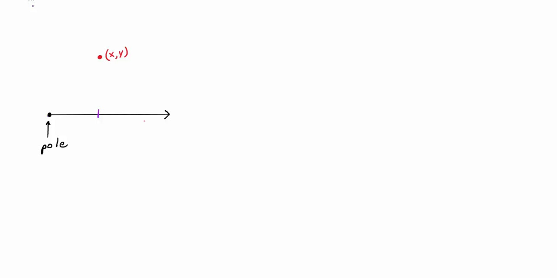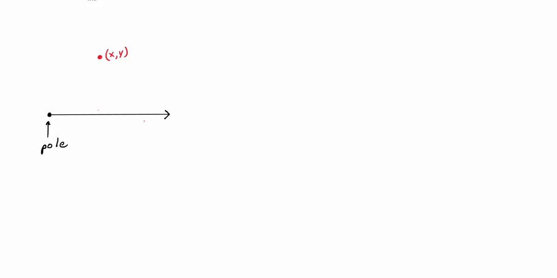But what's another way to locate that point? Well, you could go directly there from the pole, from the origin, essentially, and measure that distance, which we would call r, or a pirate would say r. Yeah, I know, I use that joke too much.